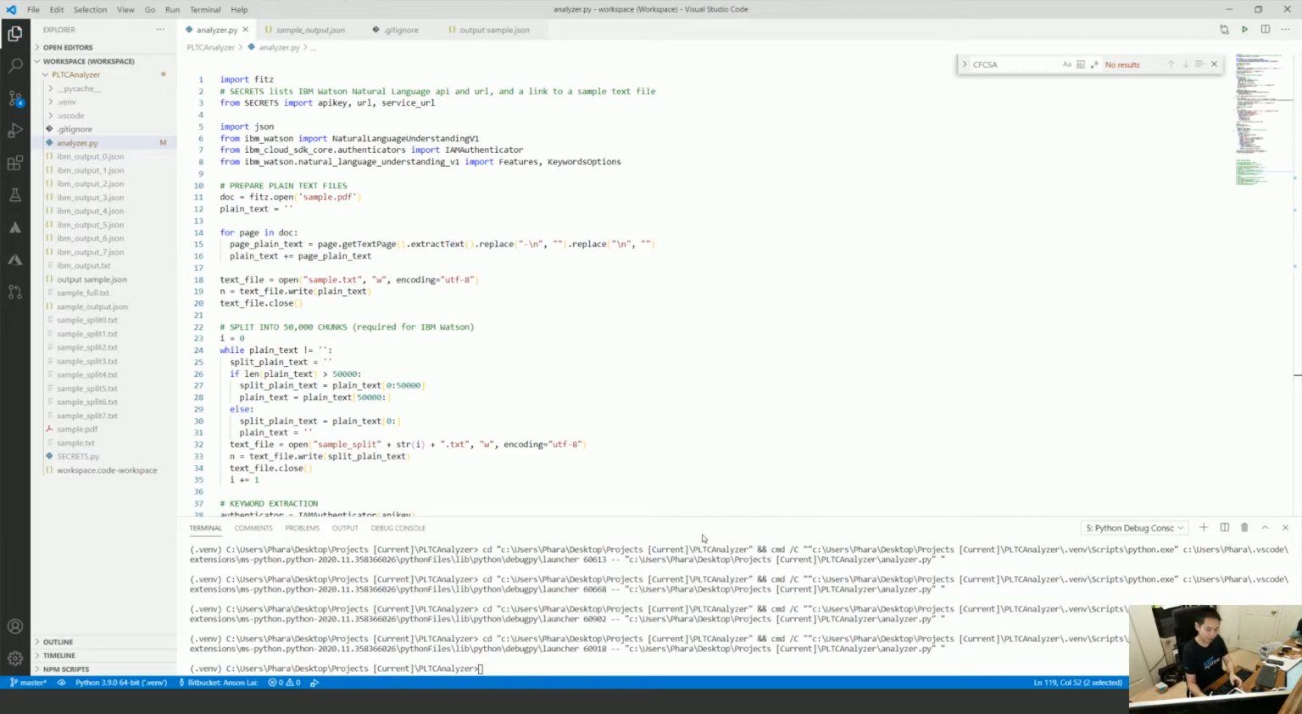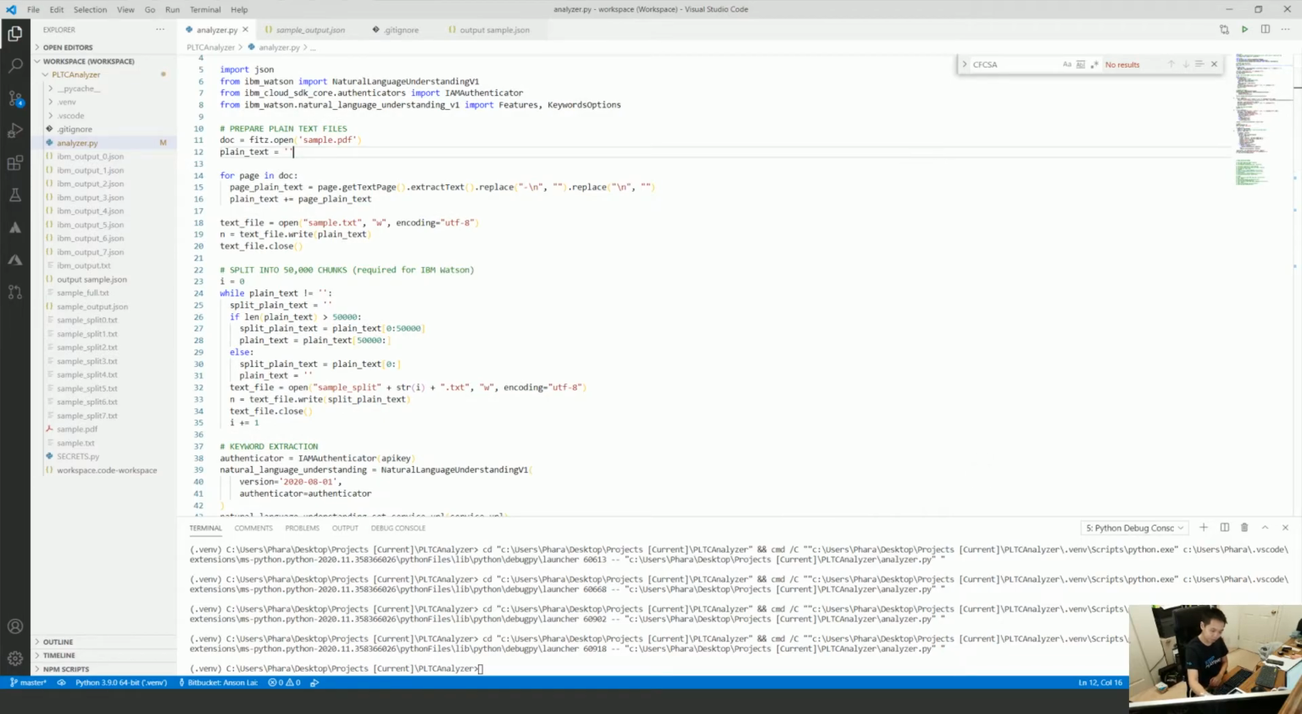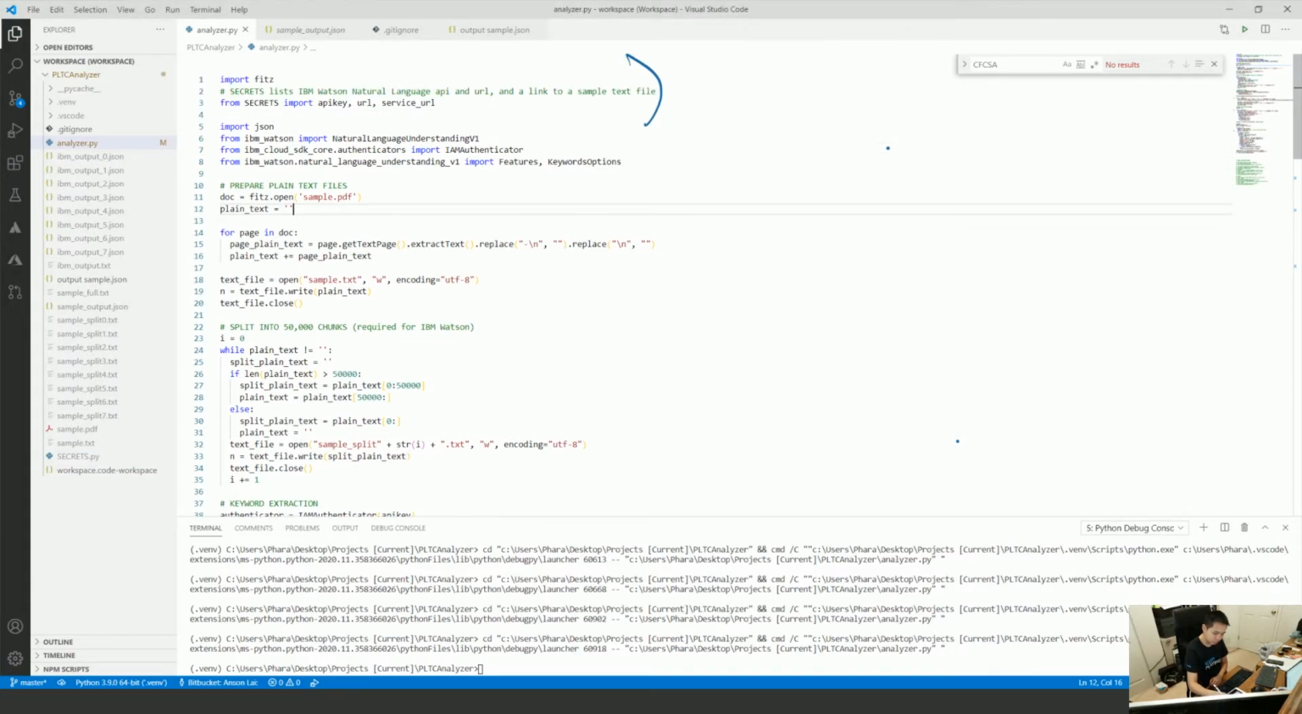We've broken it up into numerous steps. So first of all, we have the imports up top. What's really important is up here.